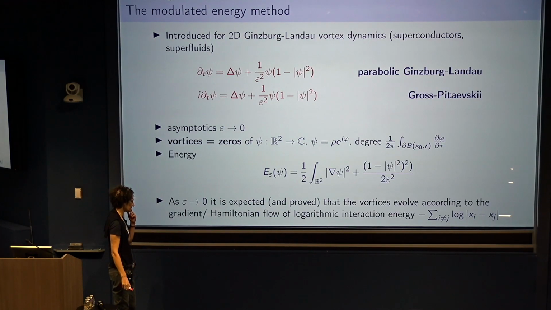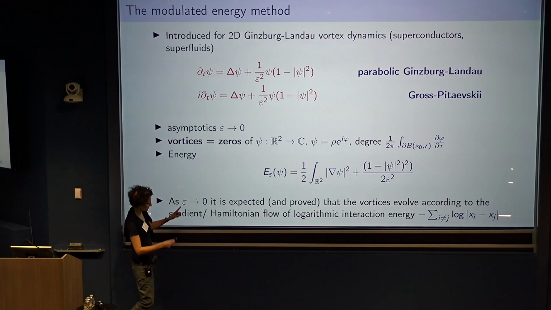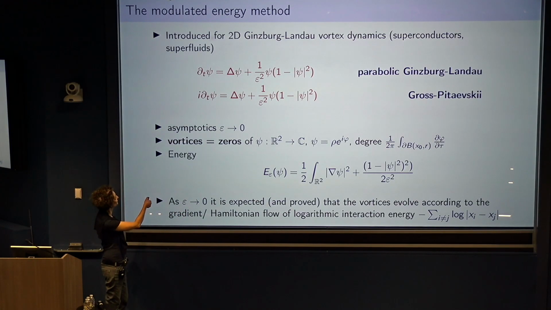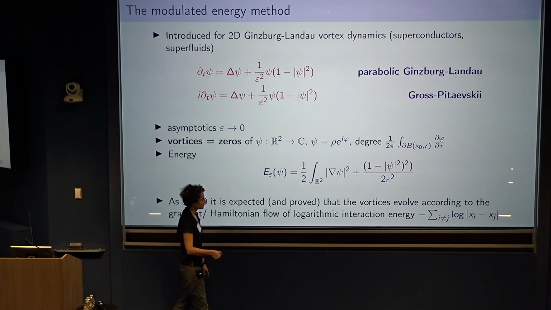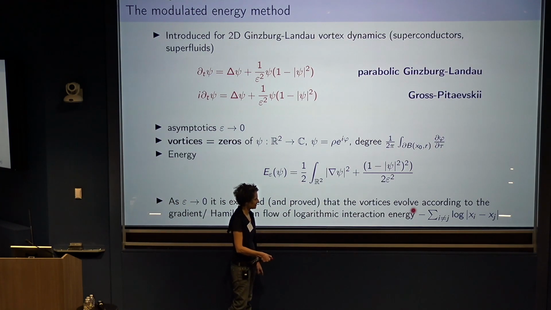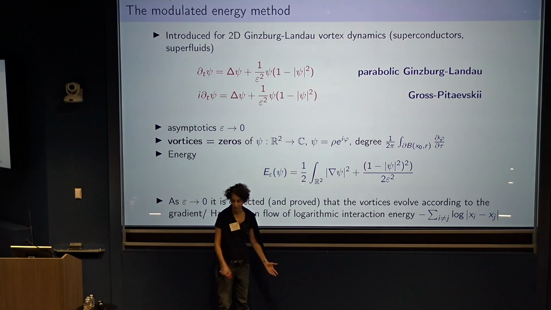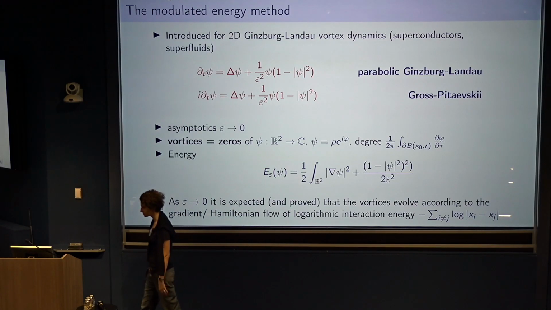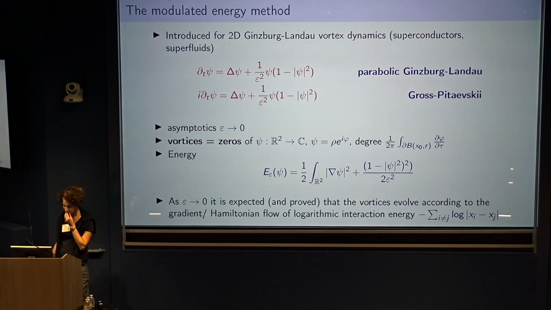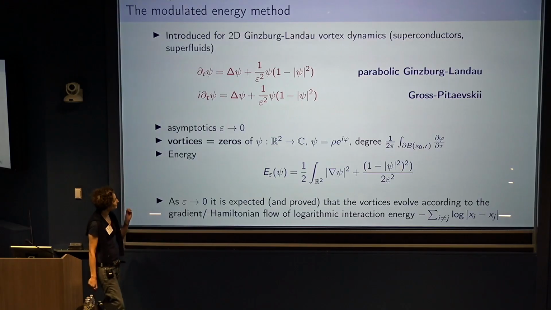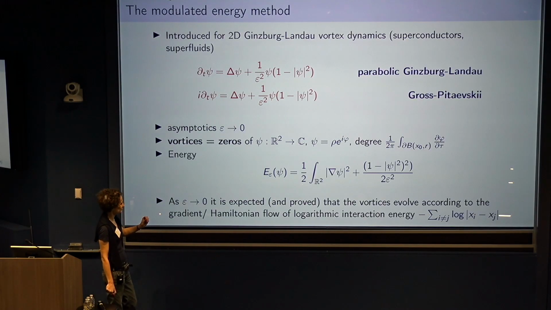And you can prove that they evolve according to the gradient flow or the Hamiltonian flow. So gradient flow if it's the first equation, and Hamiltonian flow if it's the second, of a logarithmic interaction energy. So basically, they behave like point charges in 2D, with this evolution. Okay, so if you fix the number of vortices and you let epsilon go to 0, this can be proven rigorously. Some math papers have done that. I didn't quote everyone.